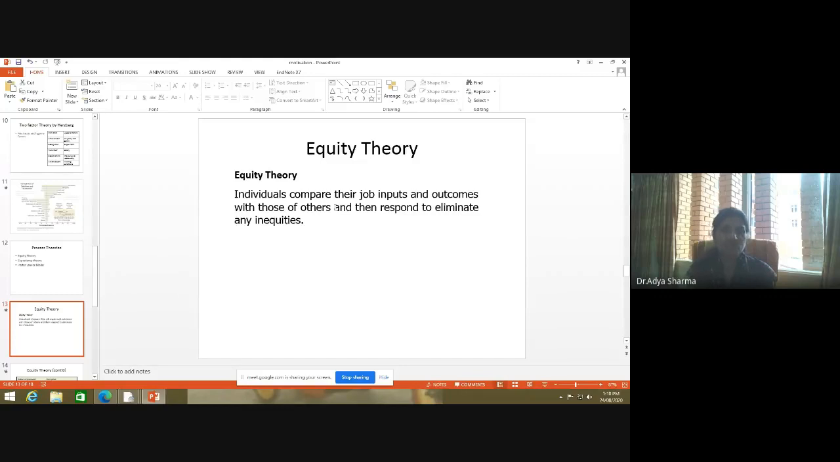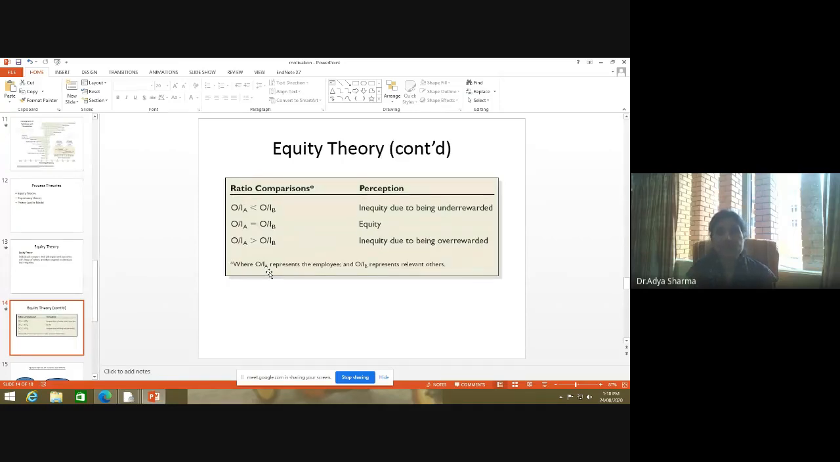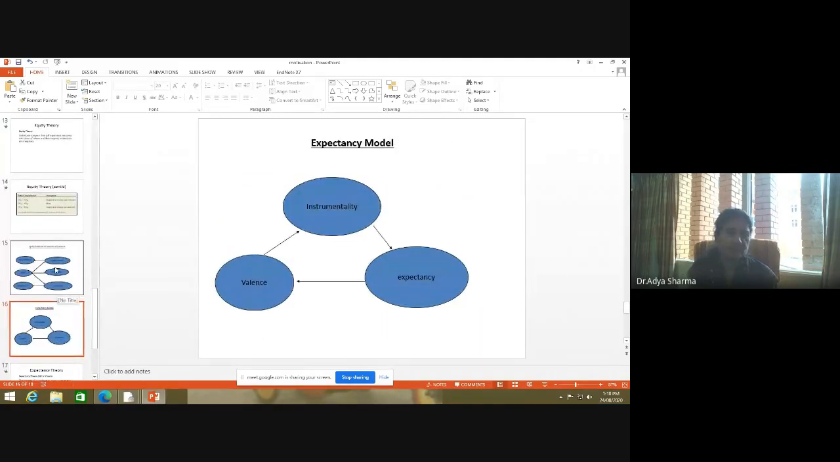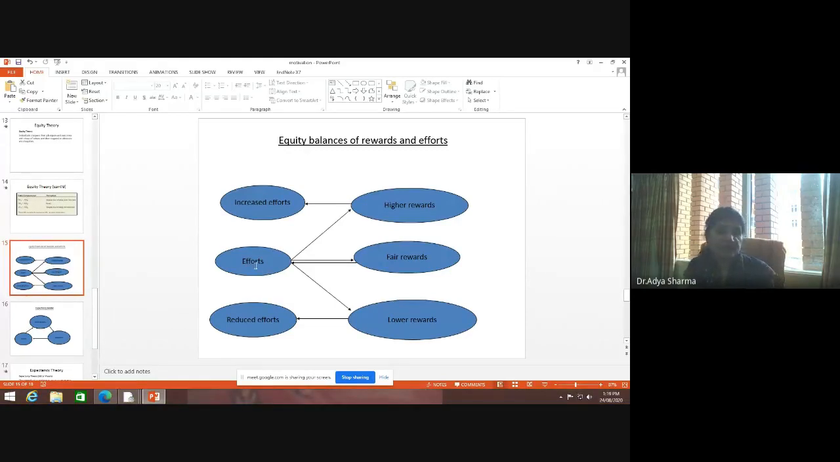And that is why this theory is extremely, extremely important. Because when people do not get equal opportunities and when therefore their performance is affected because of this, then they are not happy. It is explained like this. So the amount of effort that you have put in, if you are given lower rewards, then you reduce your efforts. This is what happens because of this. On the other hand, if you are given fair rewards, then your efforts remain the same. If you are given higher rewards, then we assume that you will start putting on more efforts also.